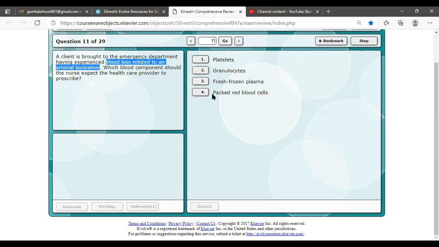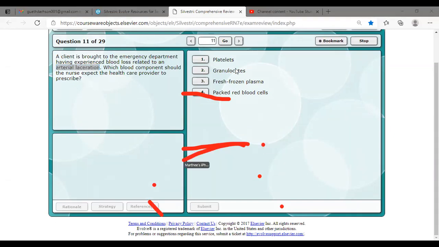So why not choose number 4? The reason being this keyword: blood loss related to arterial laceration. If the arterial laceration is not there, I can choose the red blood cell for this answer. Because of this keyword, I'm not choosing this one, because I have a better option.